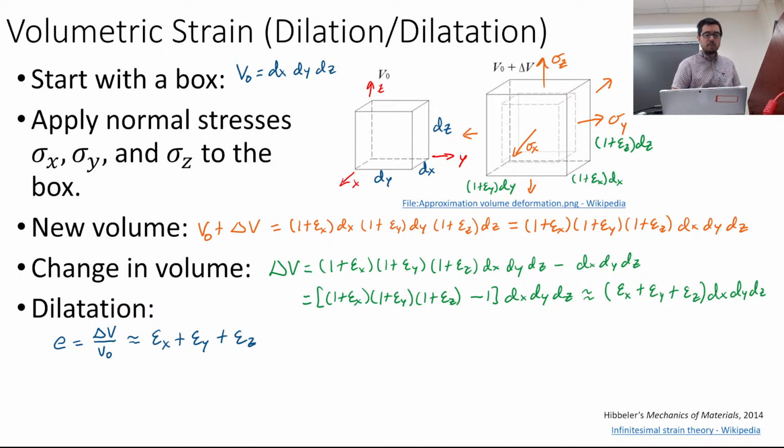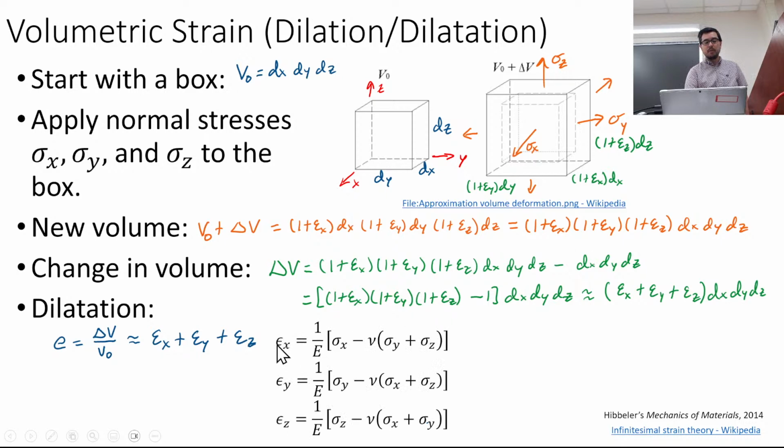And so here we can say, just taking this term that we have for the change in volume, this delta V, epsilon x plus epsilon y plus epsilon z, times that, and then divide by the original volume. And what do we get? We get epsilon x plus epsilon y plus epsilon z. And we have some idea of what epsilon x, epsilon y, and epsilon z are for a volumetric element.